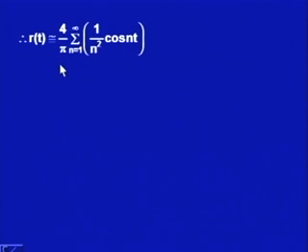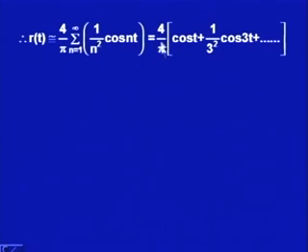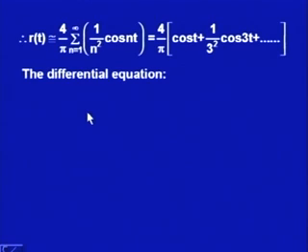That is the Fourier series we have got: r(t) as 4 upon pi, summation n running from 1 to infinity, 1 upon n square cos nt, which is 4 upon pi times cos t plus 1 upon 3 square cos 3t and so on.